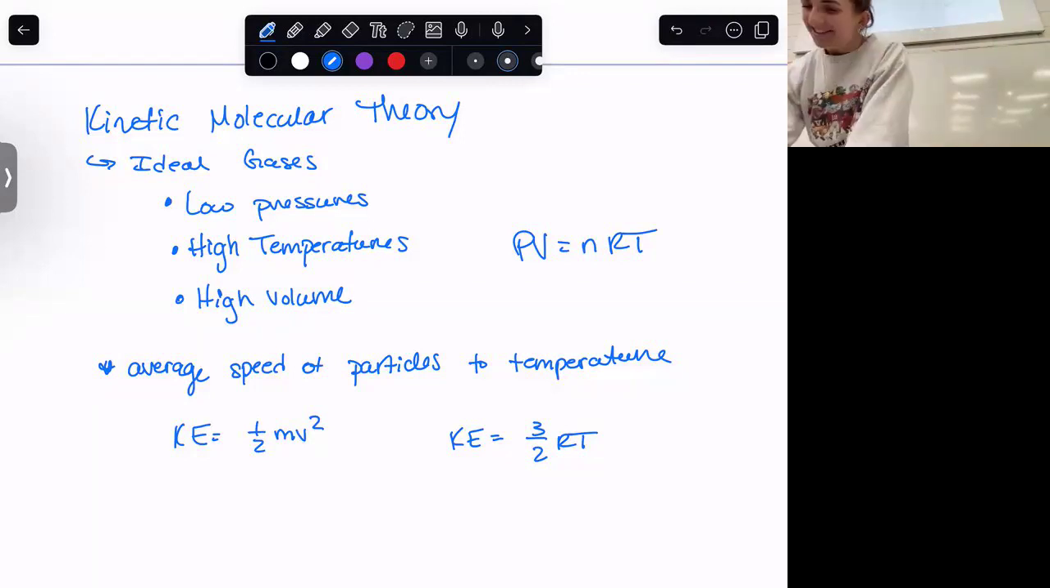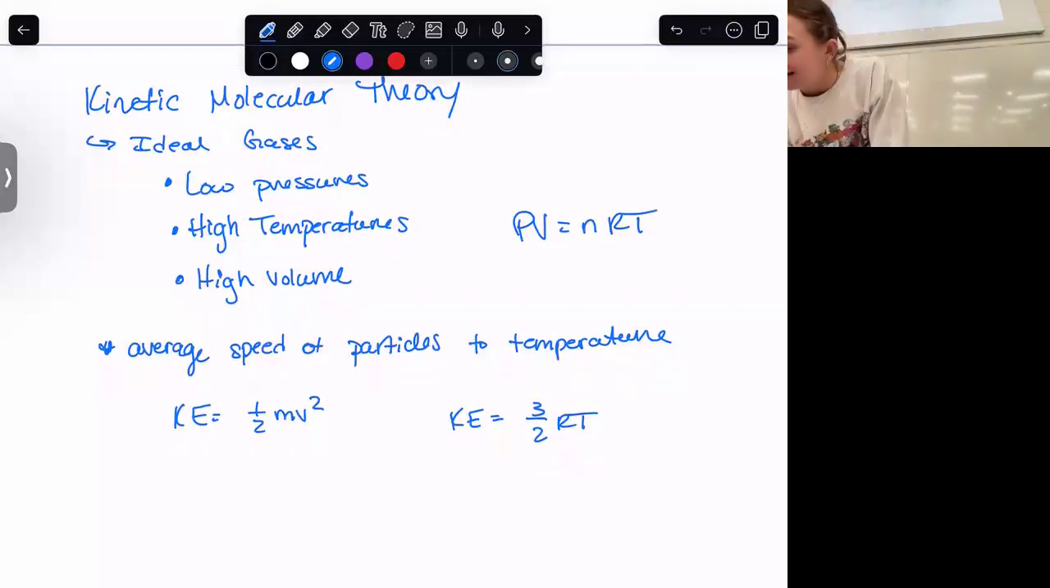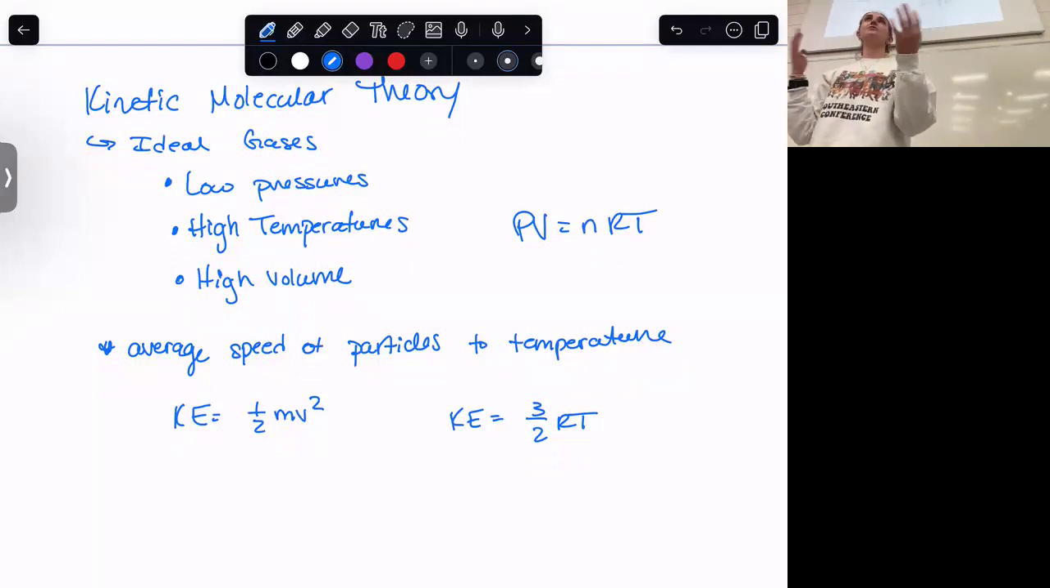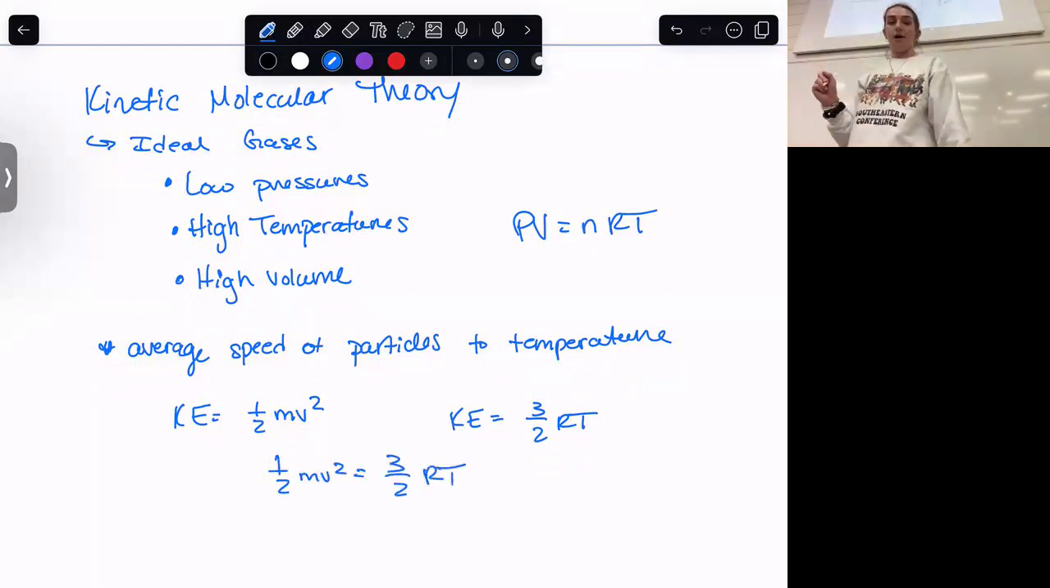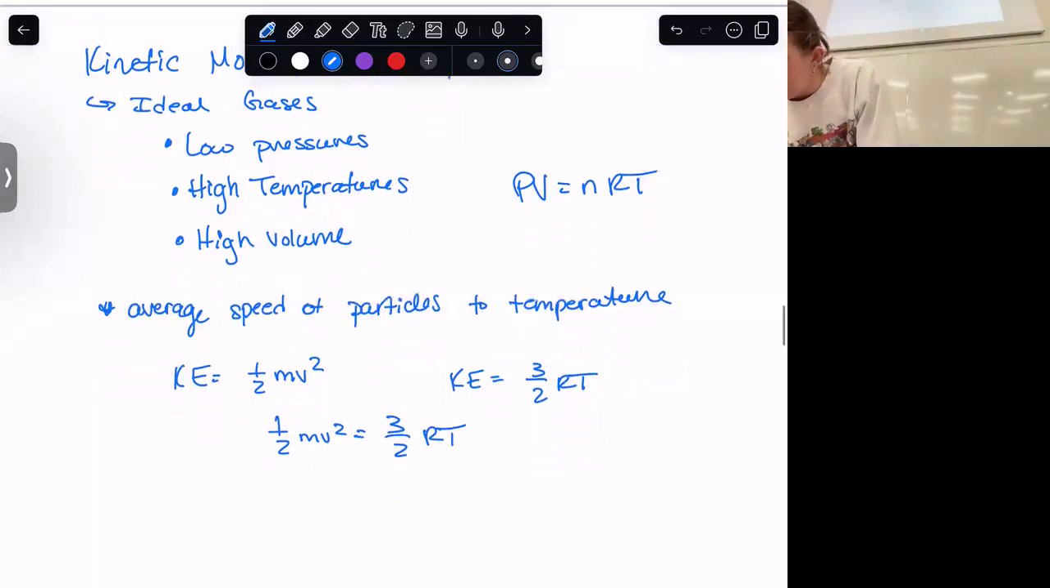So when we look at this, we can say that these are both kinetic energies, and so we can set them equal to each other. So your 1/2 mv squared is going to be equal to 3/2 RT. And with a little rearrangement, we see that your velocity, the speed at which your particles are moving, is related to the square root of 3RT divided by its molar mass.